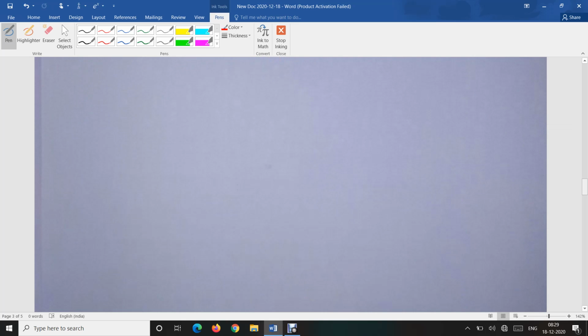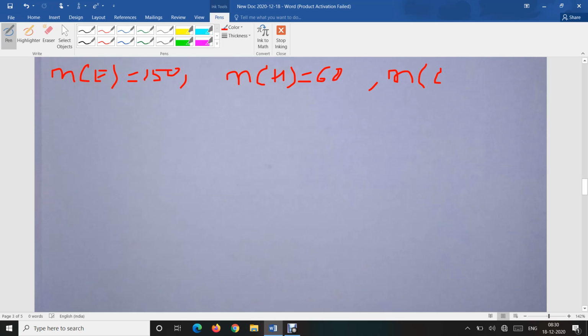Question number 6. In a group of students, all members know at least one of the languages, English or Hindi. 150 students know English, that means n of E is equal to 150, and 60 know Hindi, that means n of H is equal to 60, and 10 know both, that means n of E intersection H is equal to 10. How many students are there?